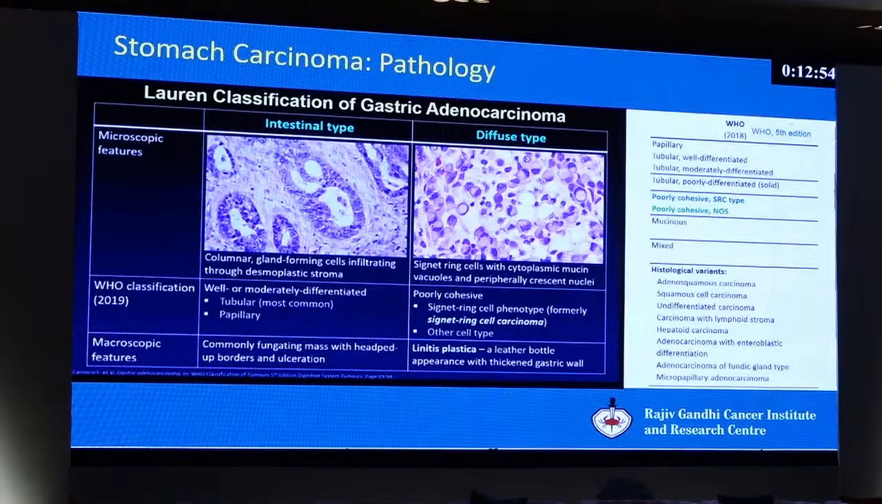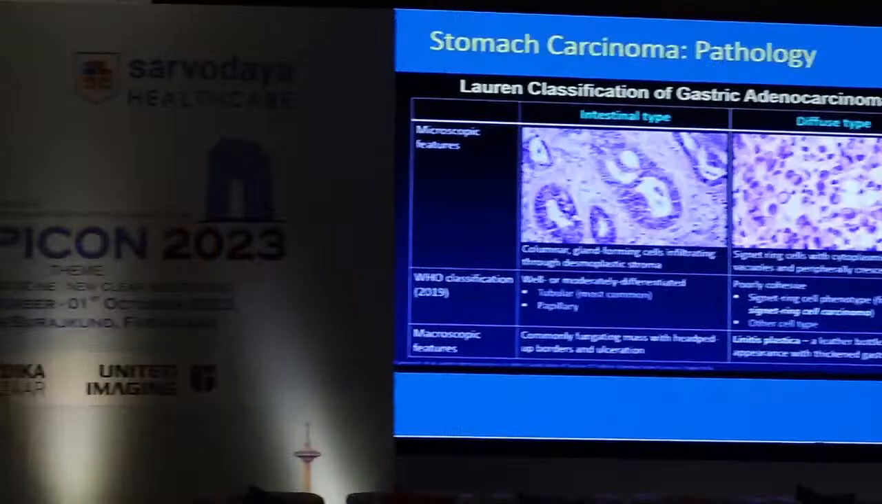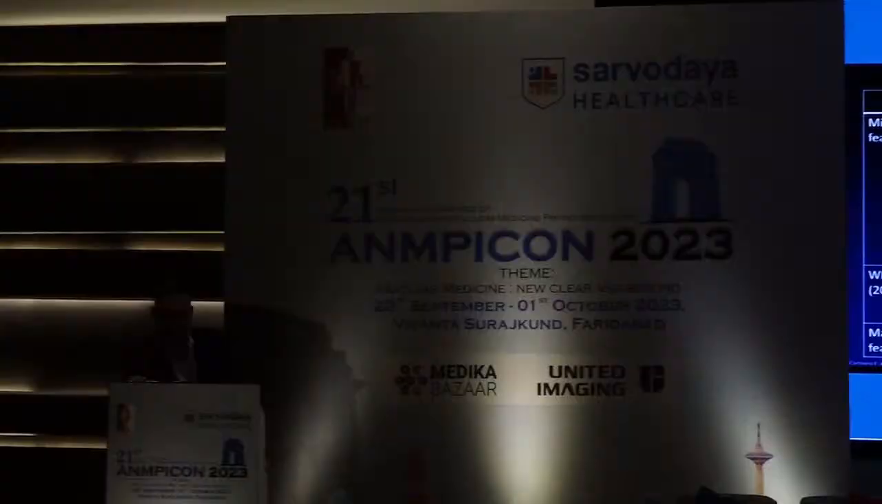This is called the Lauren classification, which was given in 1965, and this classification still holds true. The diffuse type of gastric adenocarcinoma has now been renamed as poorly cohesive SRC. So when you see the histopathology, it will probably be written as poorly cohesive signet ring cell carcinoma.